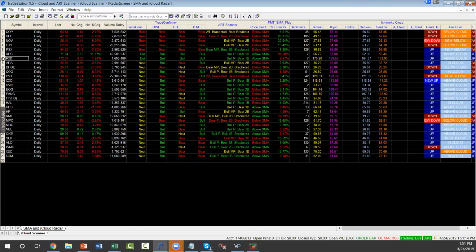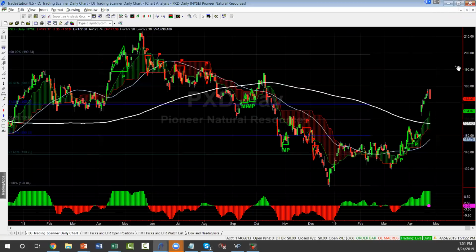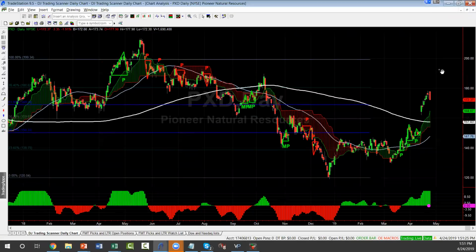But what about PXD? PXD is bullish. It crossed the 200 7 days ago. It's above the cloud. That could be interesting. And what I see is the impulsive move on PXD is down. Pioneer Natural Resources. This is a retracement, and it looks like it's about to end, and the next move will be down, but it's not ready yet.